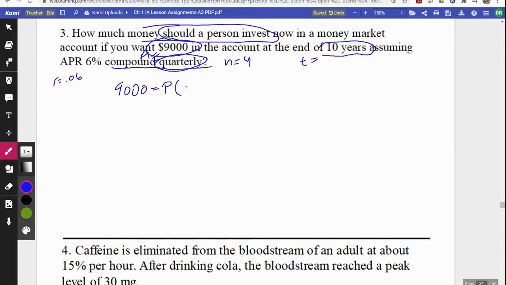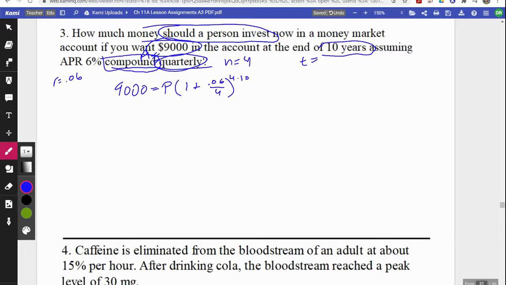So this is the compound, because it says compound quarterly, we have to use the compound formula. 1 plus 0.06 divided by 4 raised to the nt power. So n appears again, 4 times 10 power. And this might take a second to solve because our variable is not by itself. We actually have to get it by itself.